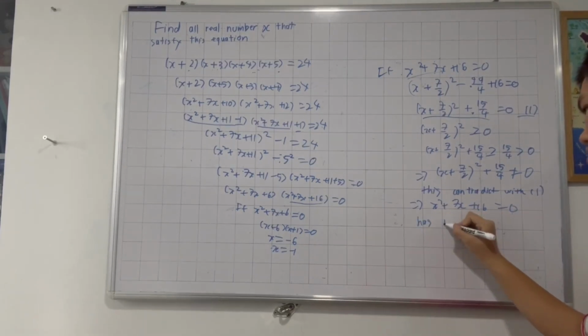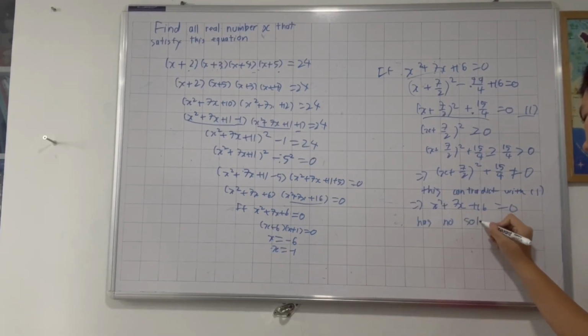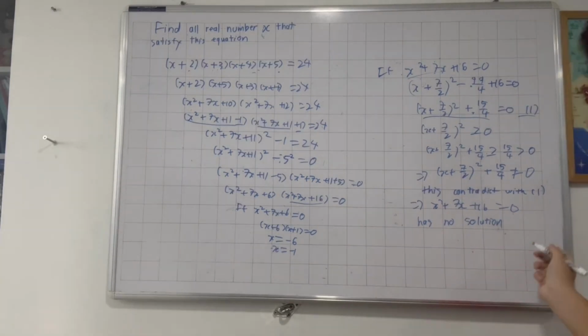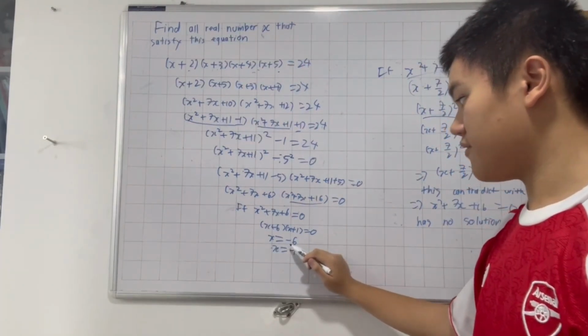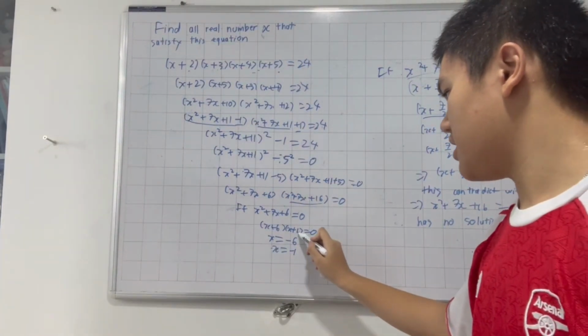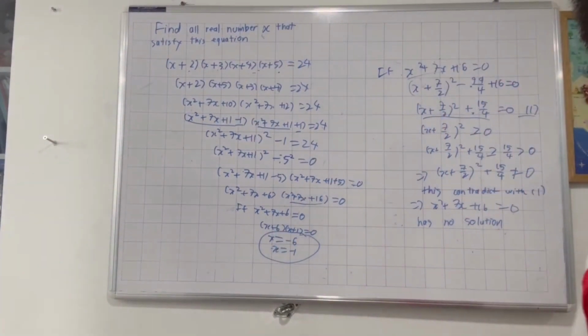So therefore the only solutions to this polynomial are x equals negative 6 and x equals negative 1. Alright, good.